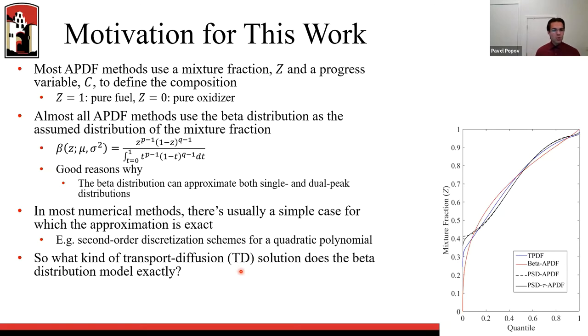So then I was thinking, what kind of transport diffusion solution can the beta distribution model exactly? And the surprising answer is that the beta distribution cannot model a single transport diffusion solution exactly, and we can actually prove that with mathematical precision.